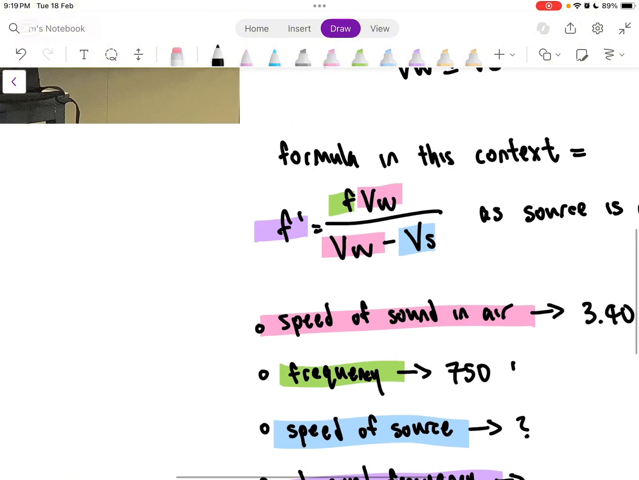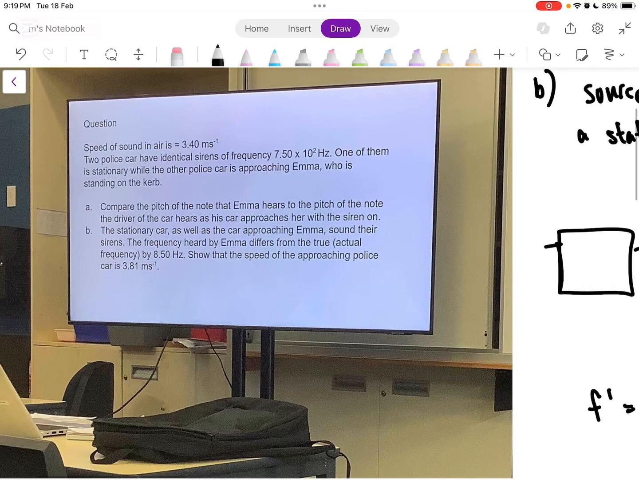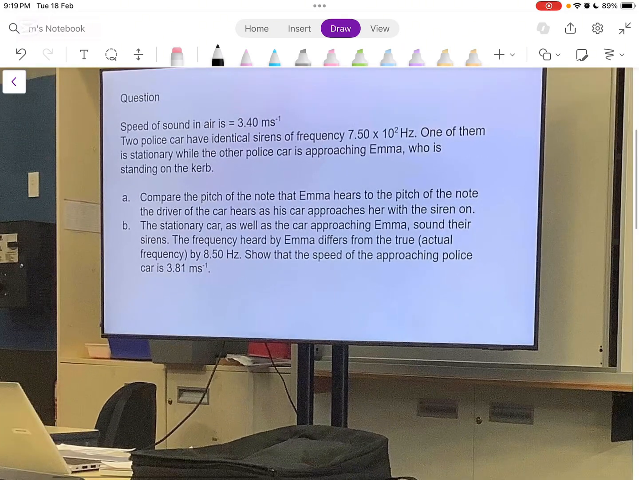750 hertz. If this is wrong, then I'll redo it. Okay, so the observed frequency in this case, because the bottom of part B says the frequency heard by Emma differs from the true actual frequency by 8.5 hertz, that means the frequency heard by Emma, the observed frequency, has a difference from the actual frequency of 8.5.